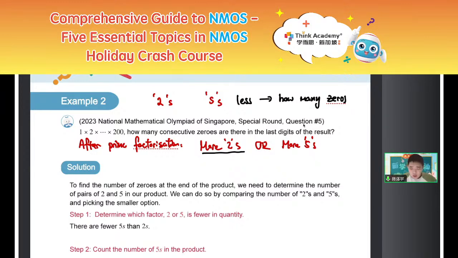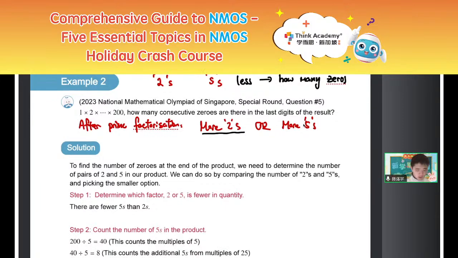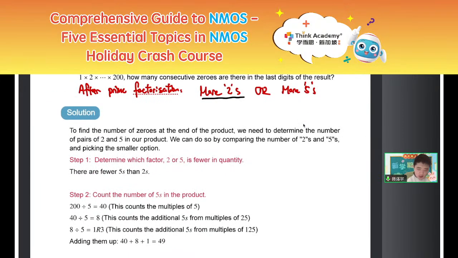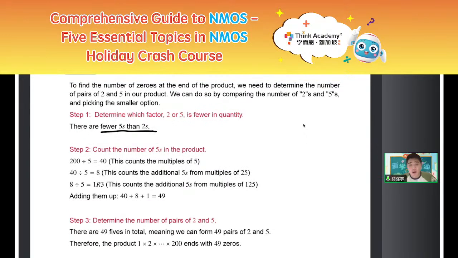All we need to do is just find out how many fives there are, and then it will determine how many pairs of 2 times 5 there are. All right, so let's go ahead and find out how many fives there are. Yes, actually the answer is here. There are fewer fives than twos. So how can we count the number of fives?